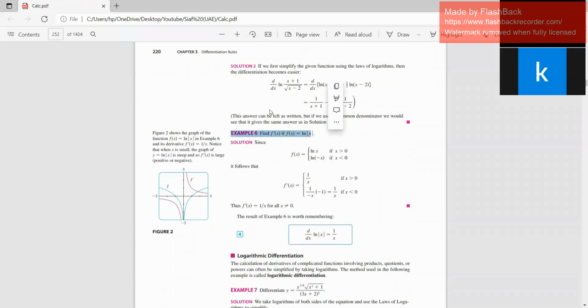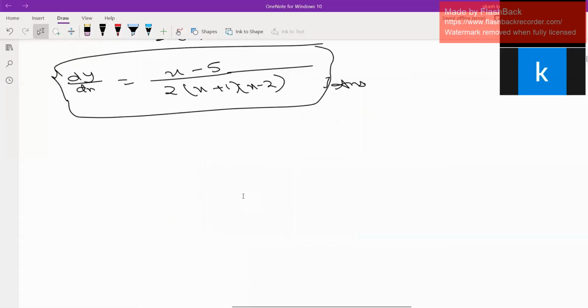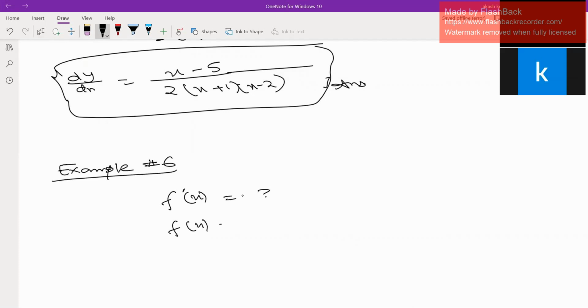Okay, let's do this one. Example number 6. The question was that we have to find f dash of x, and f of x is equal to ln of the absolute value of x.